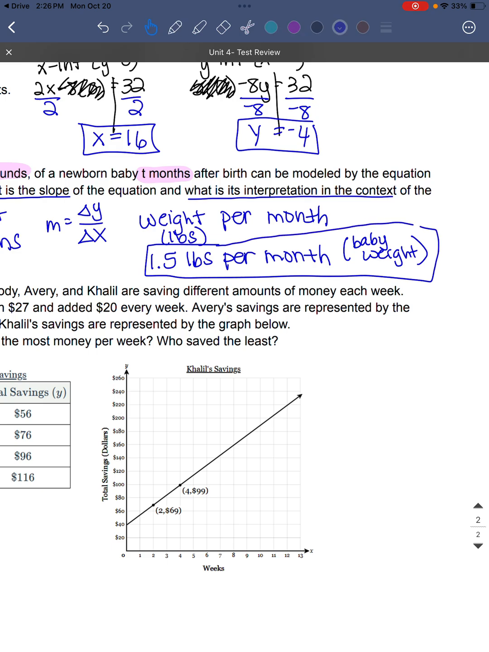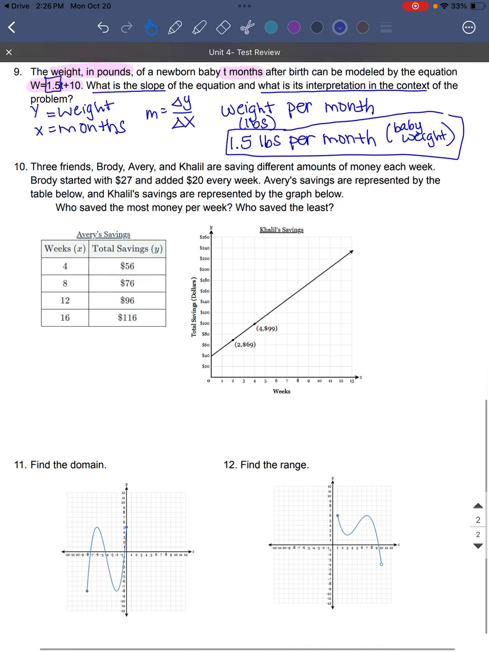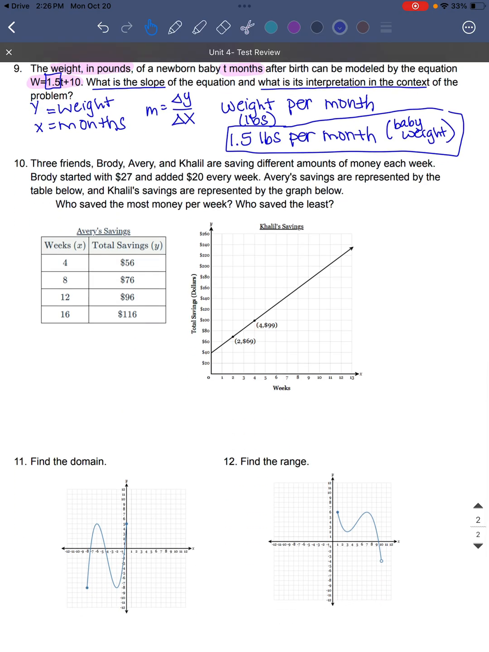Okay. Number 10 says 3 friends, Brody, Avery, and Khalil, are saving different amounts of money each week. Brody started with $27 and added $20 every week. Avery's savings are represented by the table below, and Khalil's savings are represented by the graph below. Who saved the most money per week? Who saved the least?